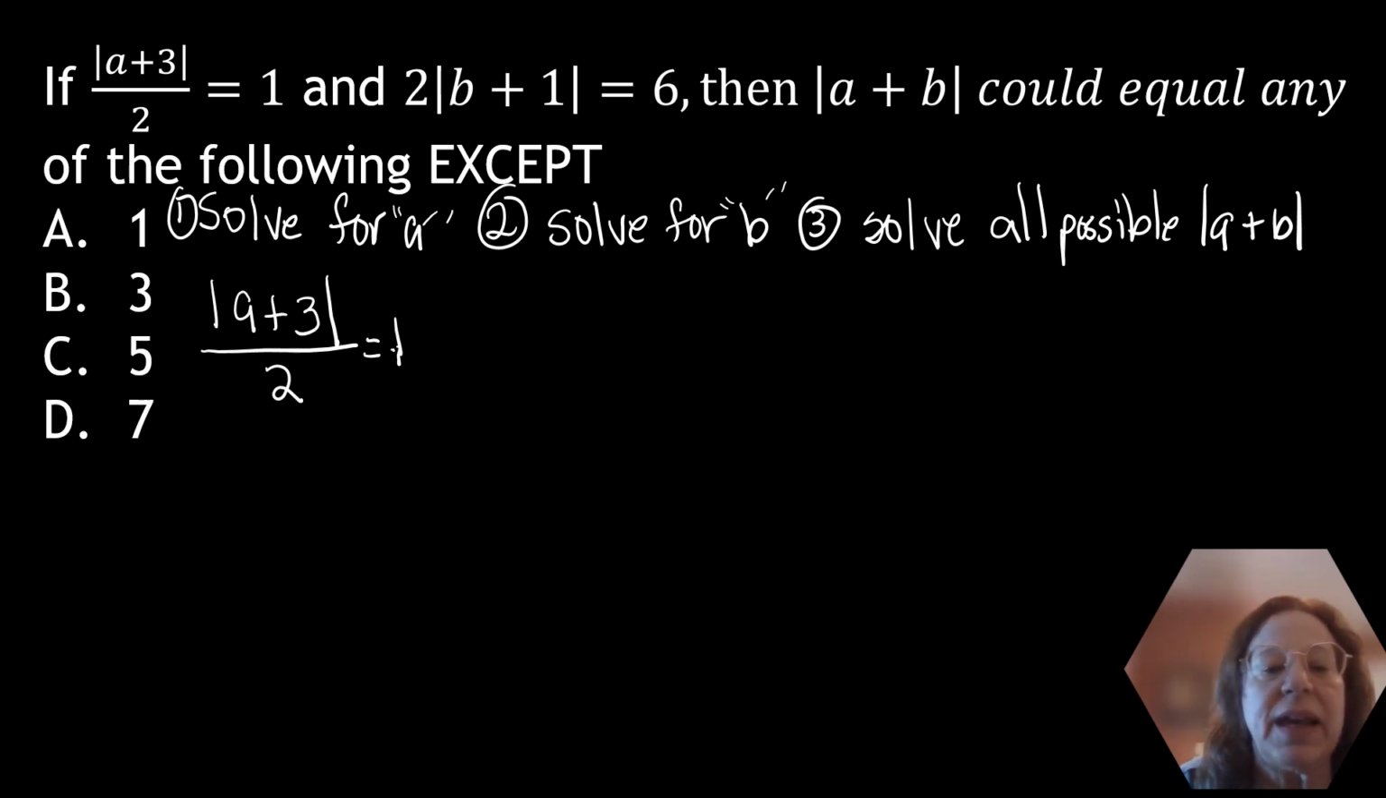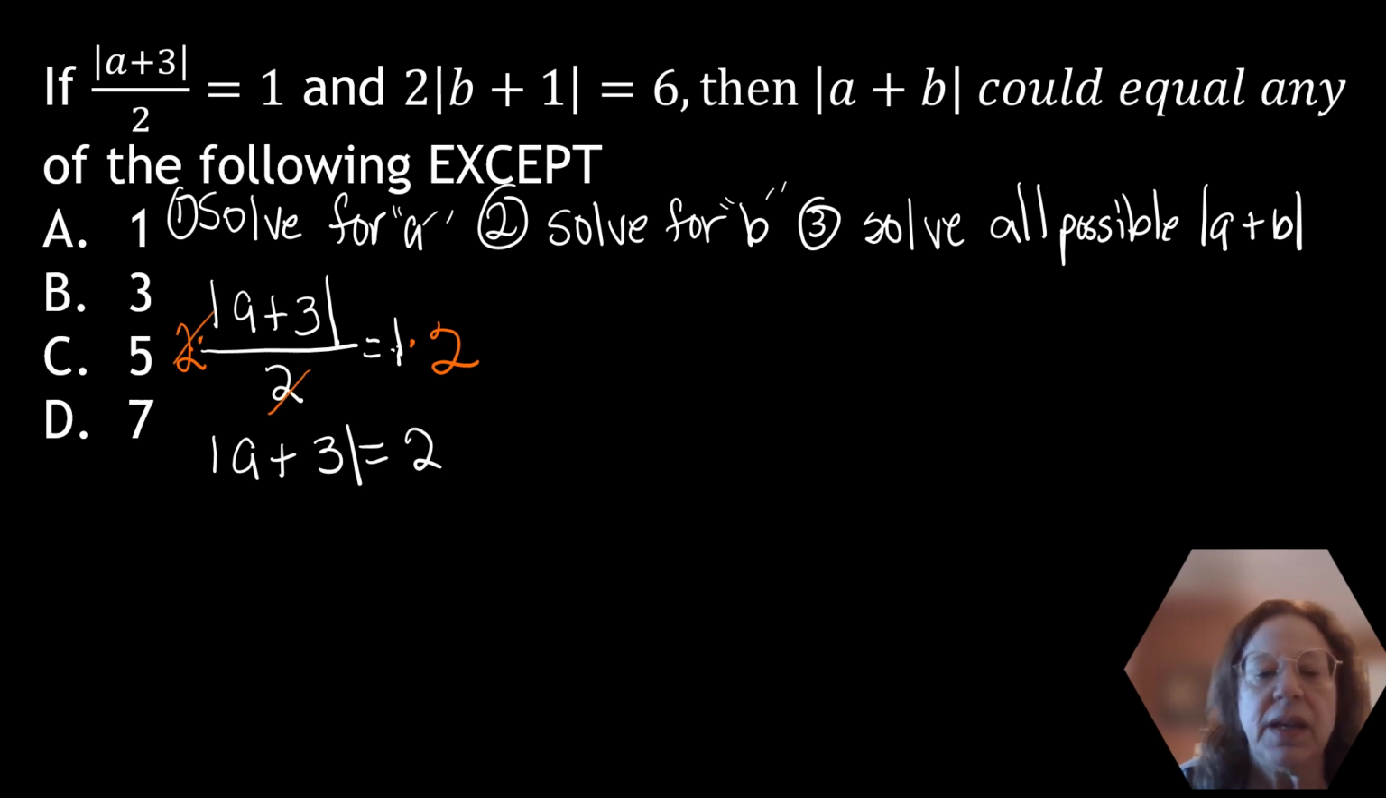Okay, so we have absolute value of a plus 3 over 2 equals 1. We're going to multiply both sides by 2. The 2's cancel, and we're left with the absolute value of a plus 3 equals 2. When we remove the absolute values, we get a plus 3 is equal to plus or minus 2.